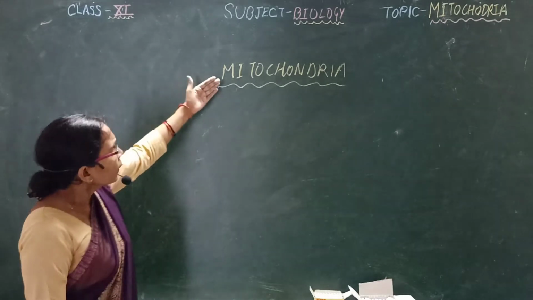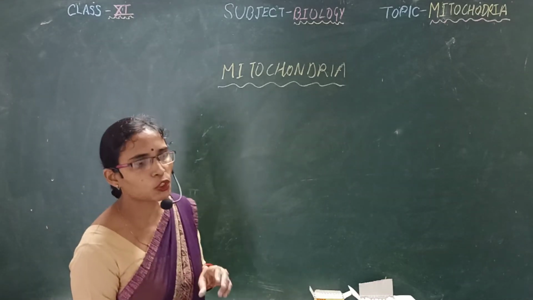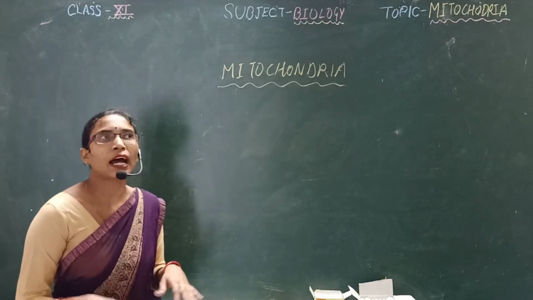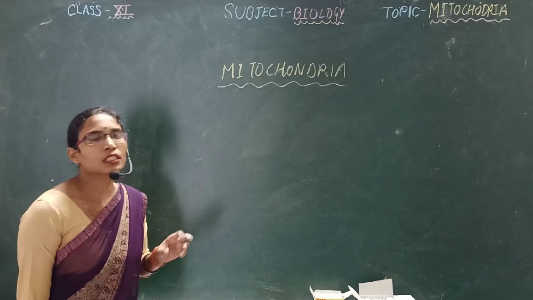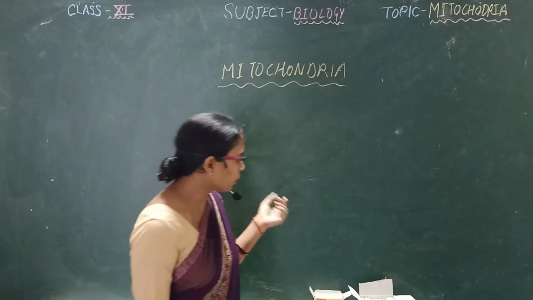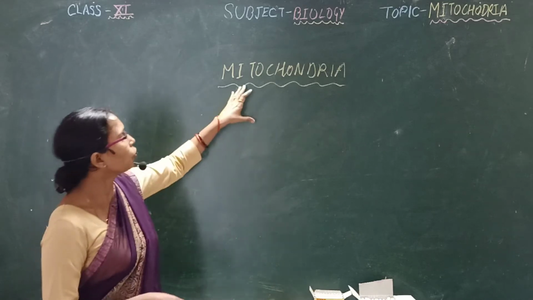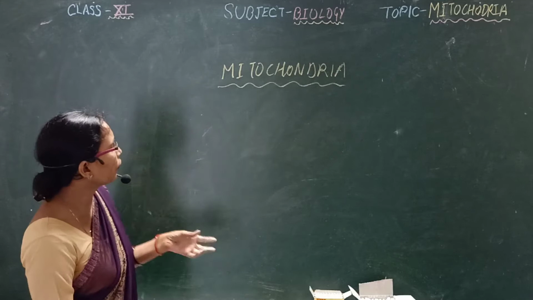Okay, this mitochondria was discovered by Kolliker. Firstly, Kolliker ने इसको discover किया था. After that, it was rediscovered by Altman. इसी Altman ने rediscover किया and after that Bender gave the term mitochondria. Okay, so it's a history of the mitochondria.